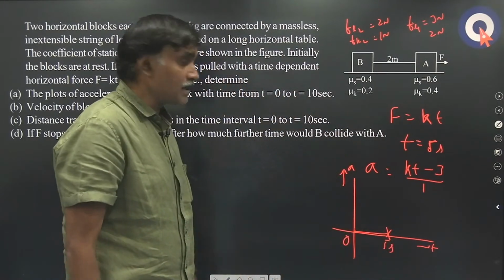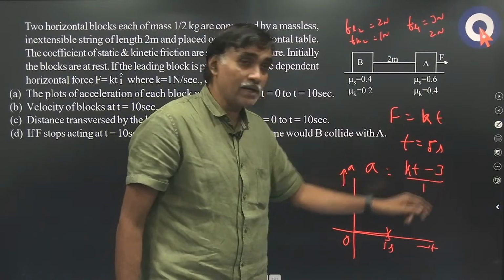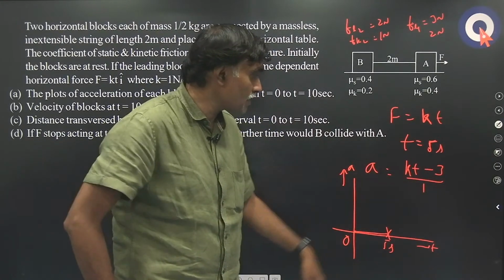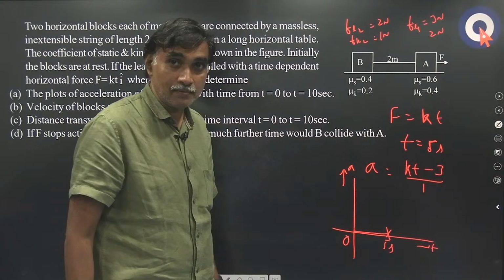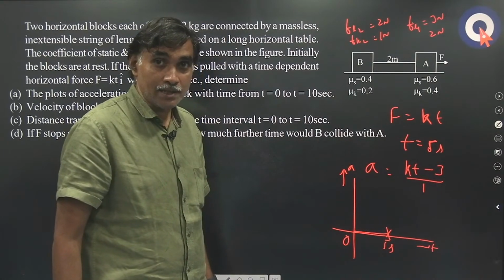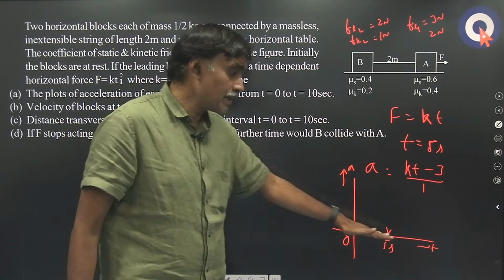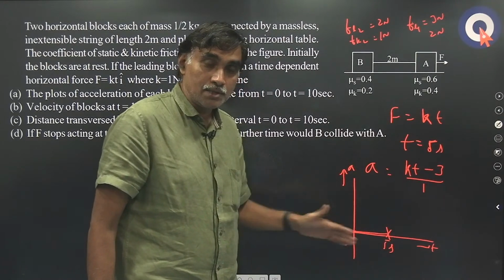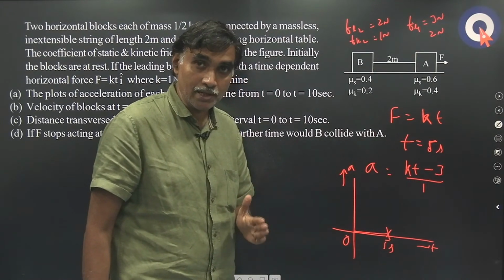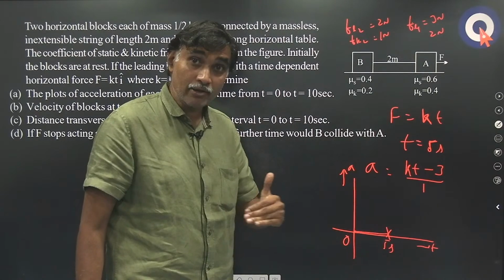Then immediately after 5 seconds what is acceleration? kt minus 3. So at t equal to 5 seconds what happens? There is an acceleration, and acceleration increases. So there is a discontinuity in the graph. Just before 5 seconds they are stationary, but just after 5 seconds they have acquired acceleration already.